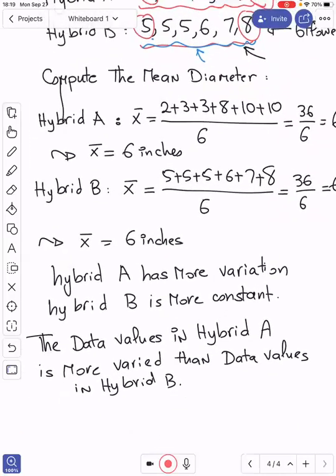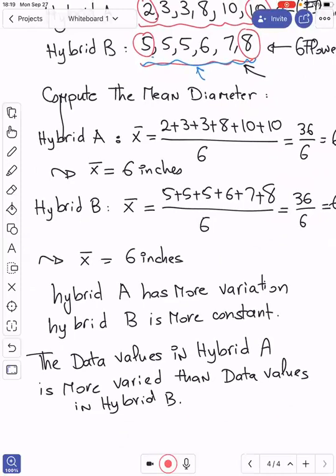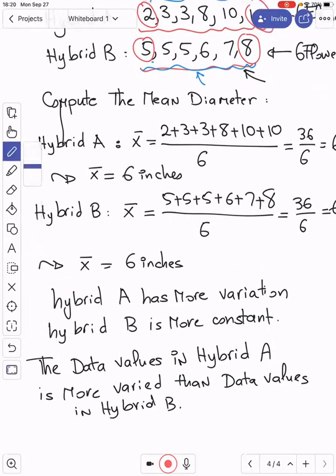Yeah, thank you. So you see what I'm saying, guys? You see the values in hybrid B are very close to each other, like from 5 to 8. So that's what I mean when I say hybrid B is more constant. The numbers are not really different from each other. They're very close to each other. Okay. Does this make sense to you?